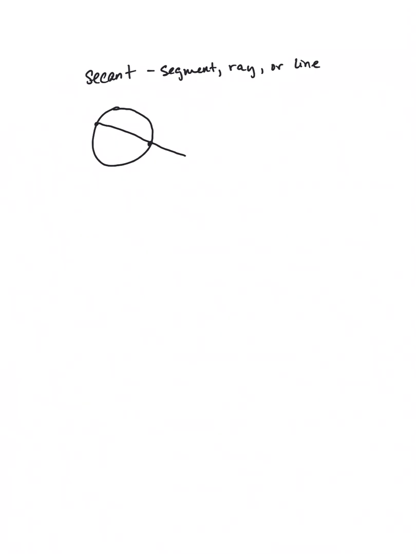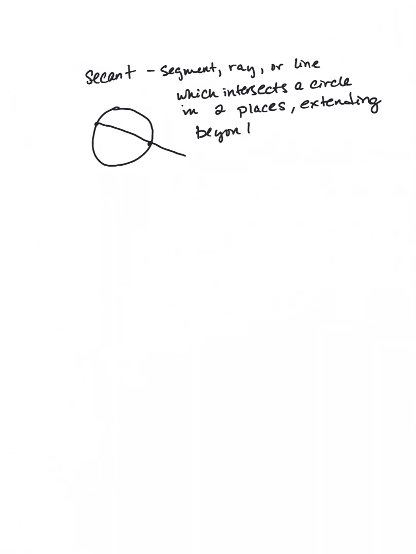So a secant is a segment, ray, or line which intersects a circle in two places, okay, extending beyond the circle, because otherwise it could just be a chord, right? Extending beyond the circumference of the circle. So in other words, it has to go outside of the circle. So that is the secant.